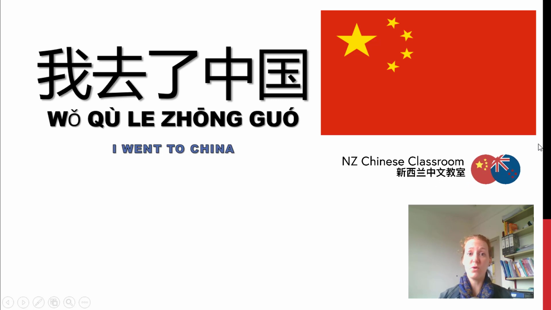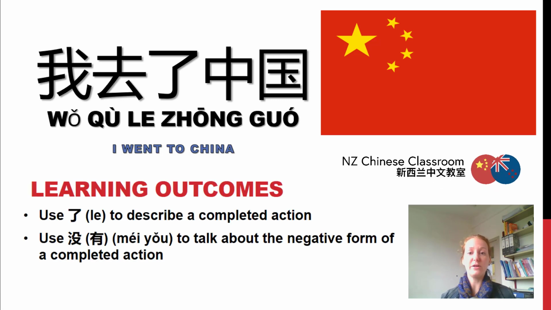我去了中国. The learning outcomes for this video are to use 了 to describe a completed action and use 没 or 没有 to talk about the negative form of a completed action. As you go through this video, make sure that you fill in the worksheet, either a printout or you can access this on OneNote in your class notes section.